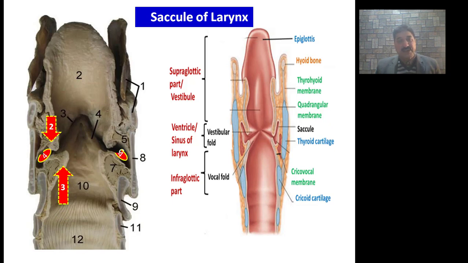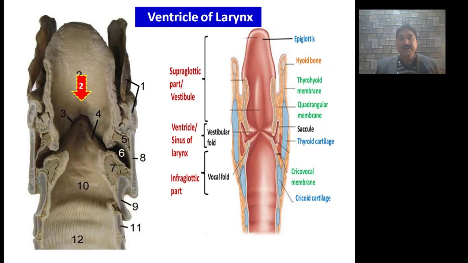Between the two lies the saccule of the larynx, which is a diverticulum lined by respiratory epithelium. Now, what is the ventricle of the larynx? The ventricle of the larynx lies in the cavity of the larynx. It is bounded superiorly by the vestibular folds and inferiorly by the vocal folds.